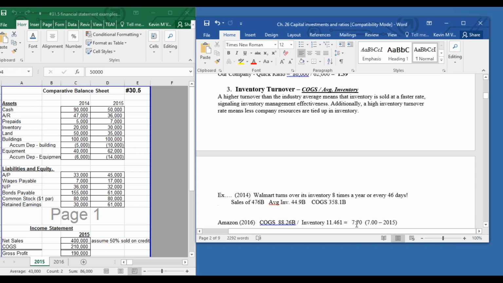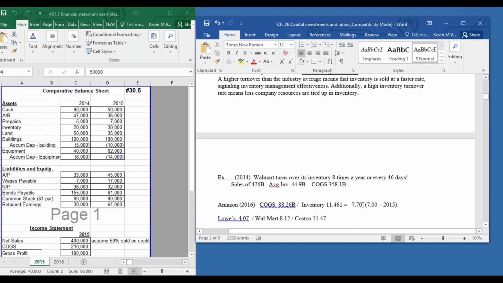We look at Amazon. Notice Amazon is at 7, so they're pretty close to what Walmart is. Lowe's, Walmart, here's Costco. They turn it over even more, because I'm guessing they sell in big bulks. So that makes sense. Now what I want you to do is, for our company, determine what our inventory turnover is. How often am I turning it over? How many times in a year?